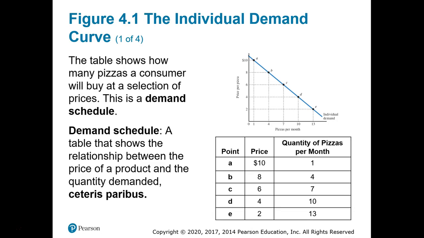This table shows how many pizzas a consumer is willing to buy at a selection of prices. At $10, we only want one. At 8, I'll take 4. At 4, give me 10. At $2, I want 13. Notice that as the price goes down, we want more of it.